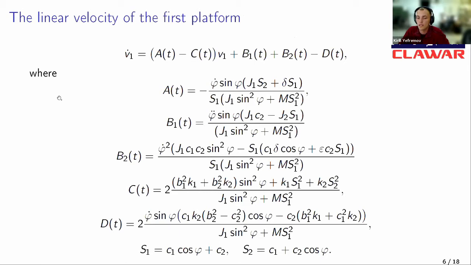Important for us is v1. It's the speed of the roller of the first platform, forward and backward. The v1 is found from this equation, and depends on the coefficient of friction, the moment of inertia, and the angle between the platforms.